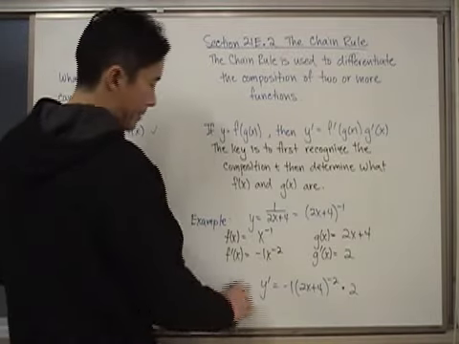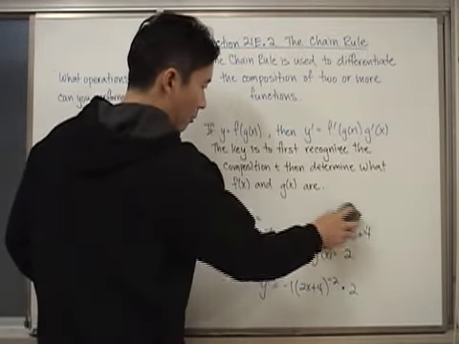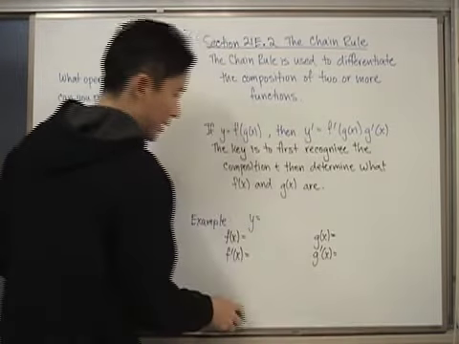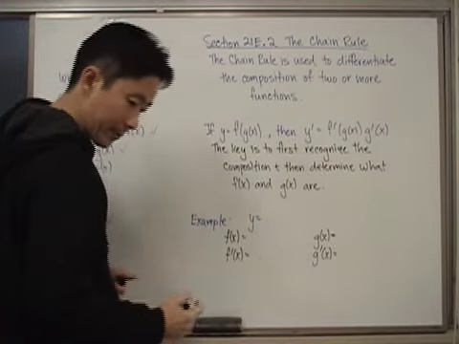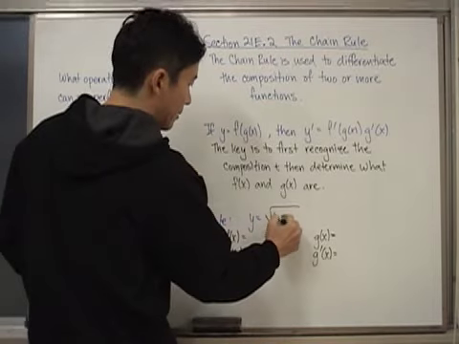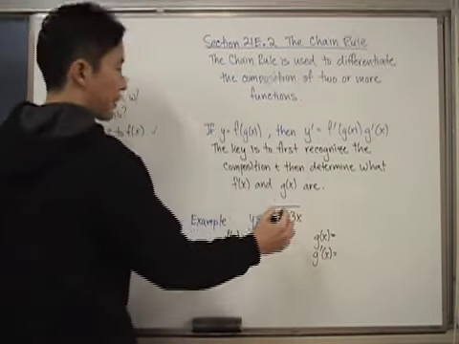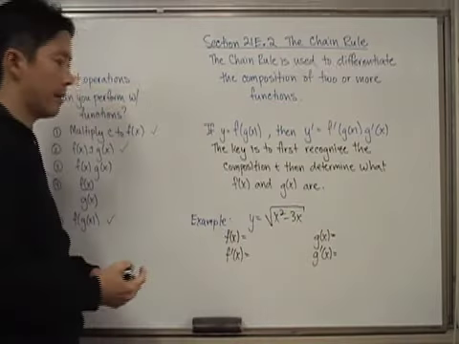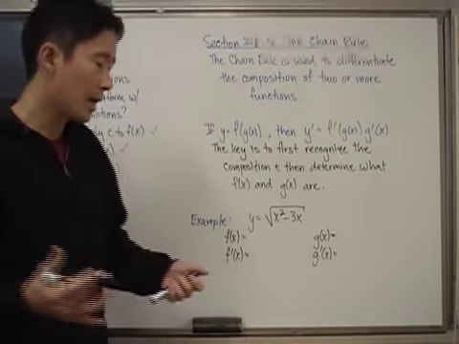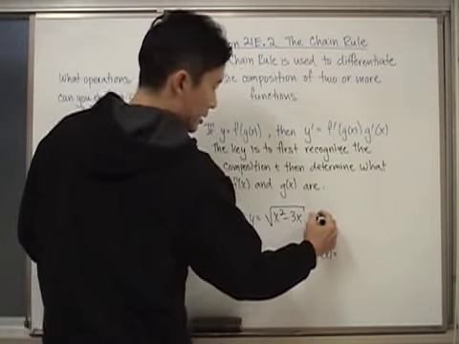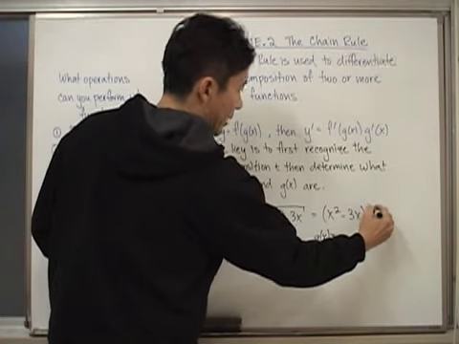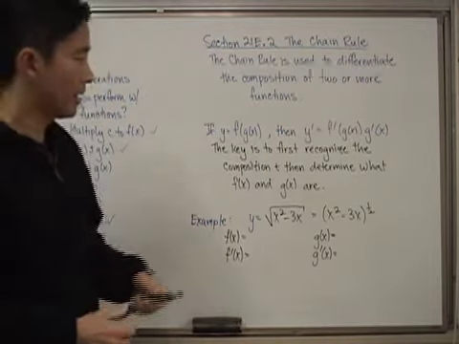Okay, let's take a look at another one here. What if we have something that looks like this? What about the square root of x squared minus 3x? Now I'm hoping that you can see very simply what the composition of the two functions will be. I'm going to change the form again because I like to change it so that I can see the exponents. So x squared minus 3x raised to the 1/2 power. That's the same thing.